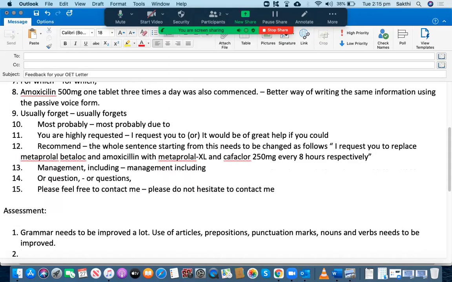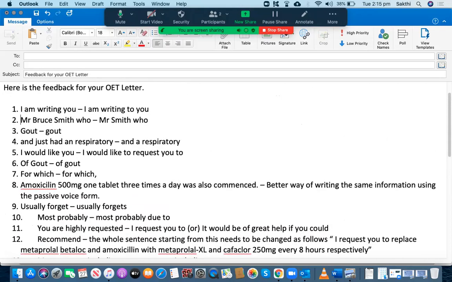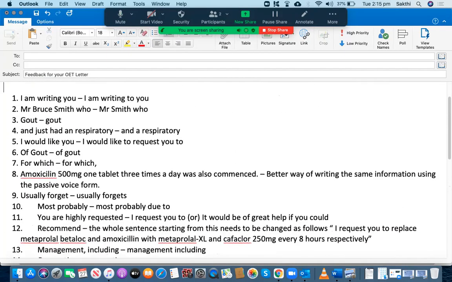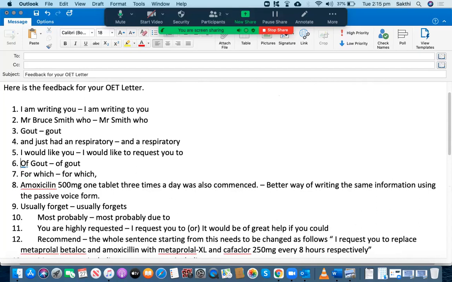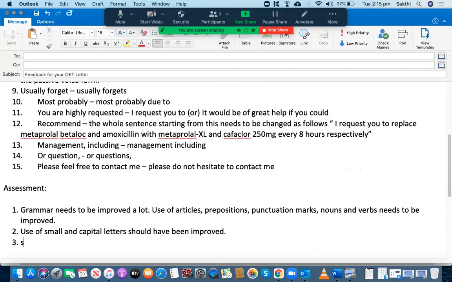That's the first thing. And then the second thing is use of small and capital letters needs to be improved as well. You need to know where you have to place capital letters and where you should not. Should have been. Okay, and then the next one is, all right, some sentences are incomplete. You have to be a bit careful about that. Some sentences are incomplete and incorrect.